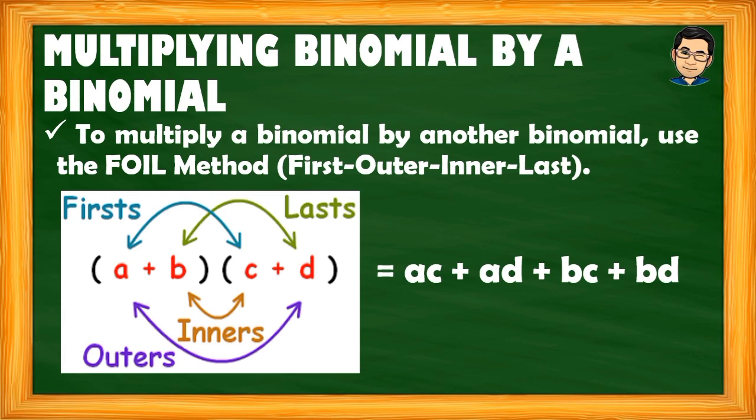So, yung dalawang first term, A times C, so AC. Dalawang outer terms, A tsaka D, so A times D, AD. Dalawang inner terms, B tsaka C, kaya BC. And then, yung dalawang last terms, B tsaka D, kaya BD.